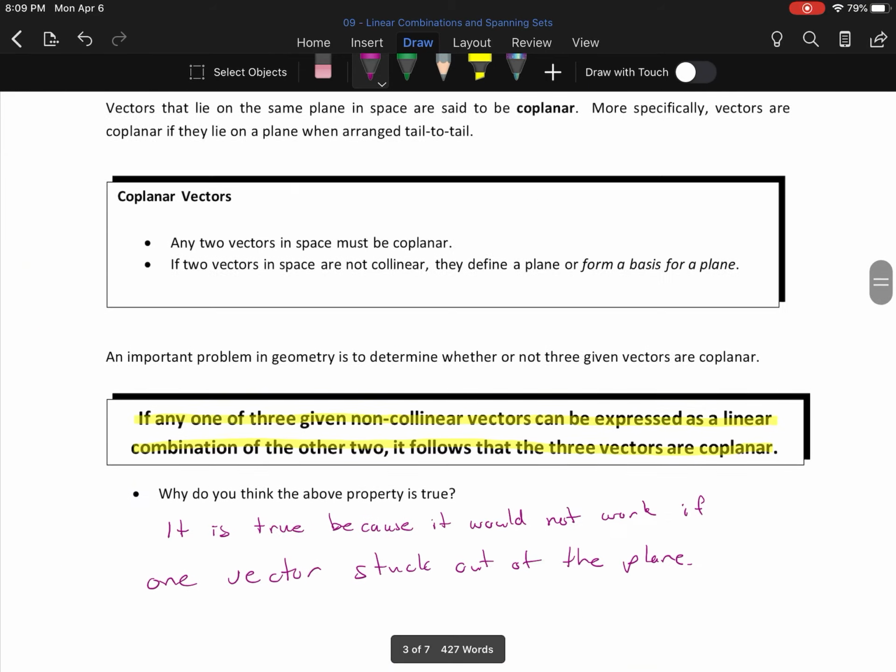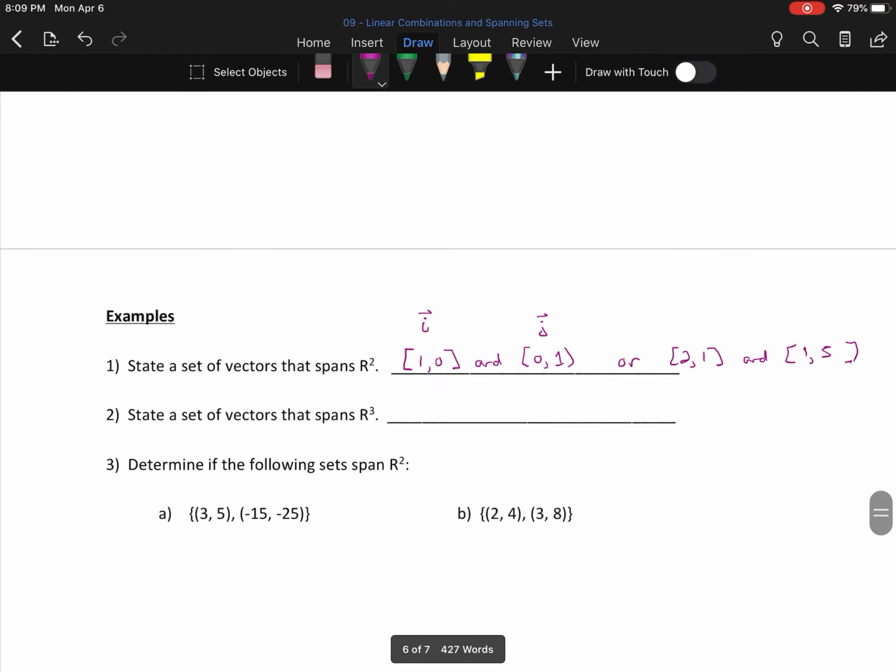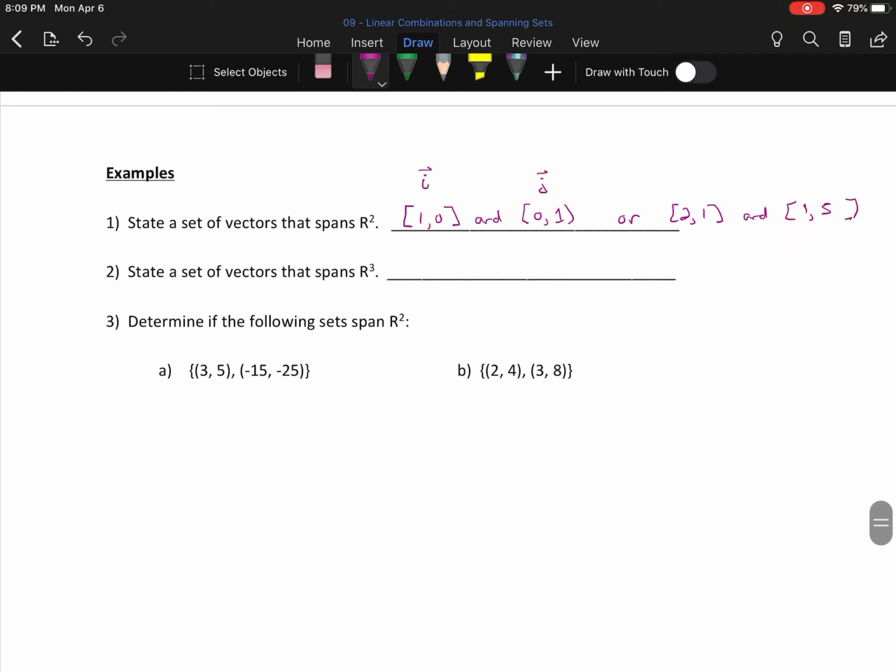Right there. Any 2 vectors will work, and you'll be able to express any other vector as a combination of those. In R2, when you're talking 2-dimensional, that's no problem. That'll always work.